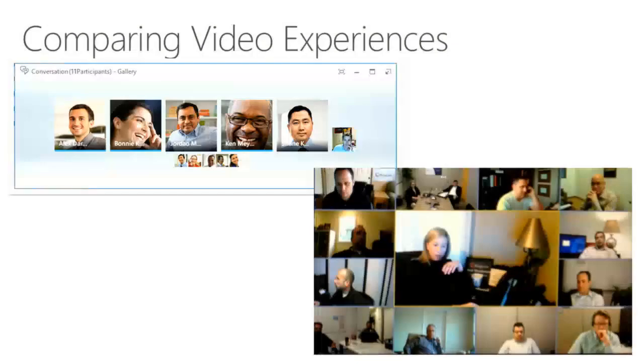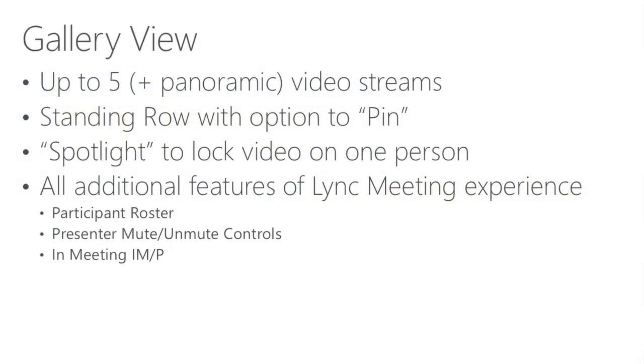Talking a little bit about comparing video experiences. I think everybody here is very familiar with gallery view, what that looks like, what that feels like, and the number of video streams you're receiving. We'll talk a little about the traditional video side as well. With gallery view, I won't go into detail, but because it's a native Lync experience, you get all the Lync features. I'm going to see my roster if I'm coming in from a Lync Room System. I can mute and unmute various participants from the system I'm dialing in with, without having a PC in the room. I can also do in-meeting IM. So Lync Room System gives me that capability.